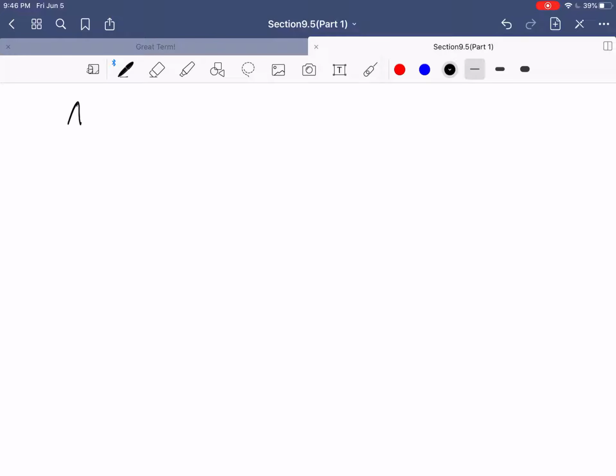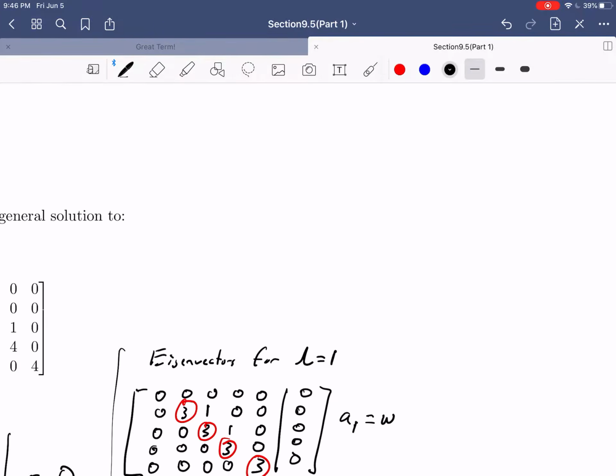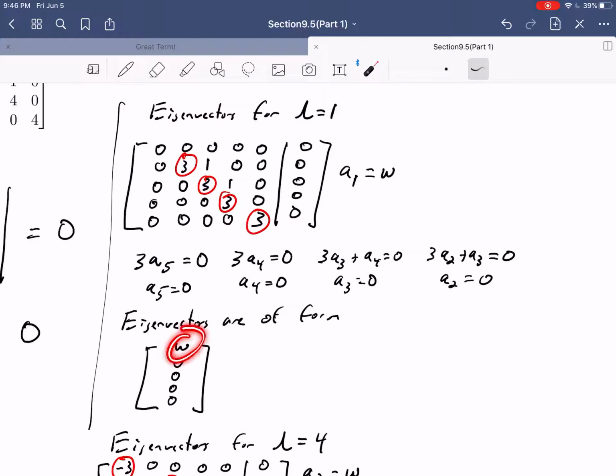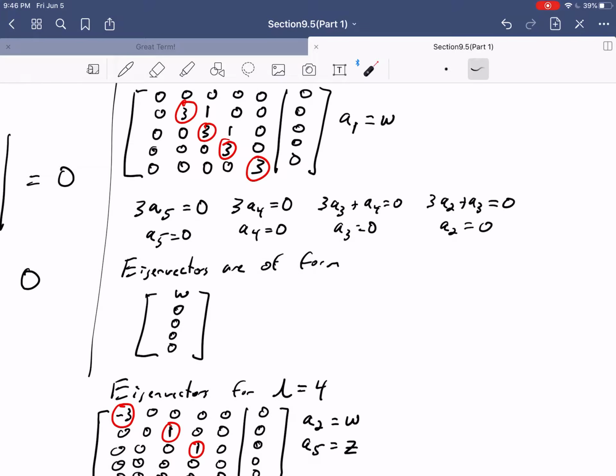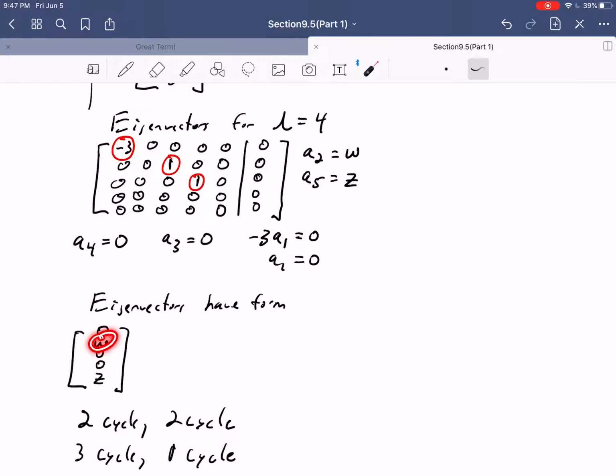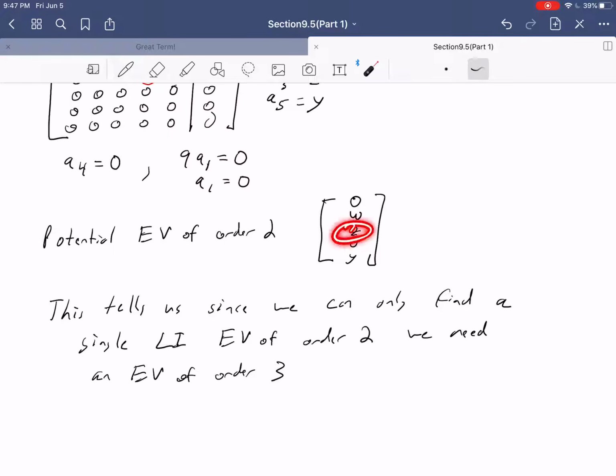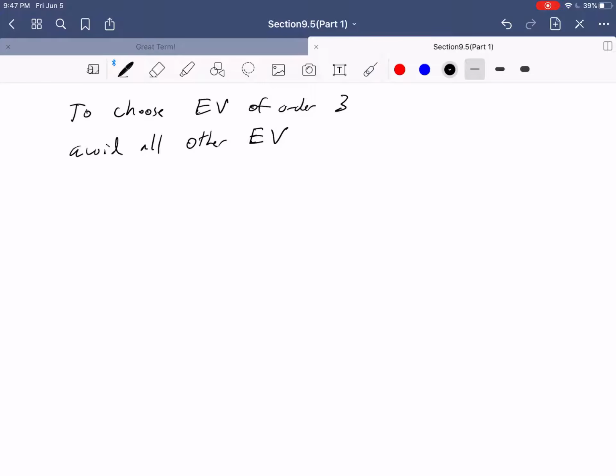So we need to choose an EV of order 3, avoiding all other eigenvectors. So again, we want to avoid anything in the first component, anything in the second or fifth component. So no first, no second, no fifth, and no third. So we would only want something in the fourth component to be safe. So let's choose V3 equal to 0, 0, 0, 1, 0.